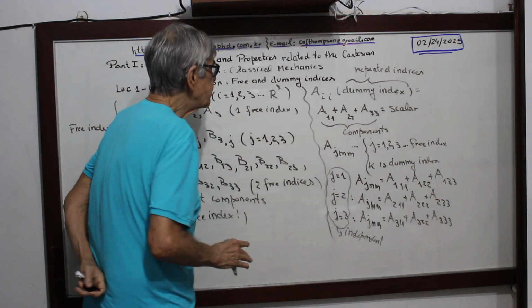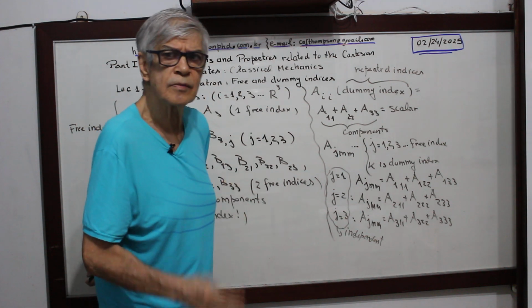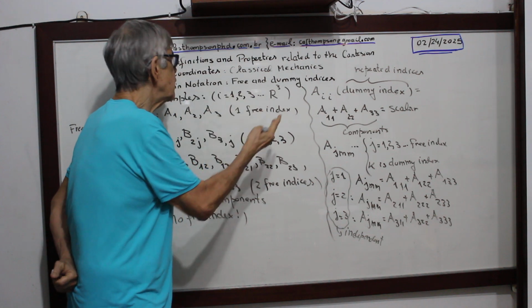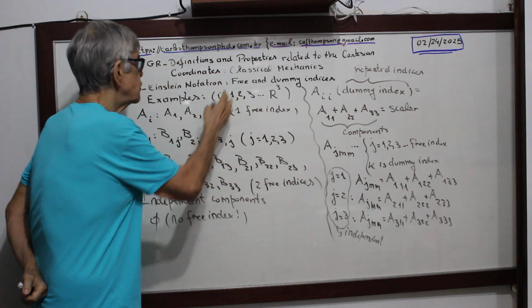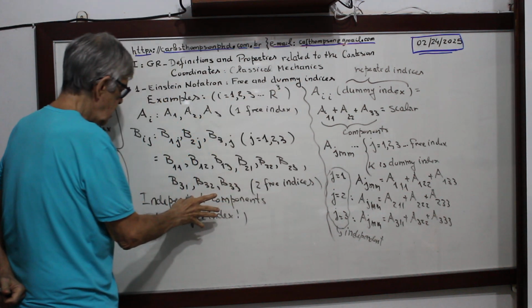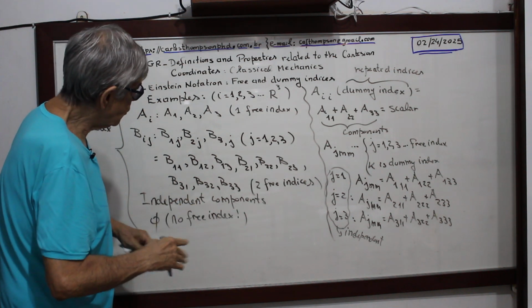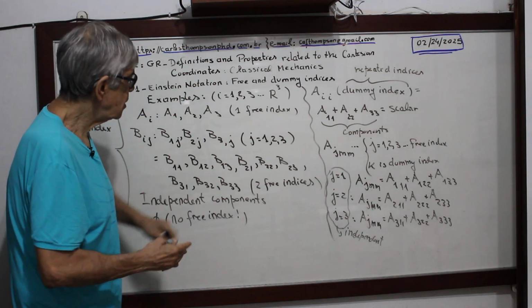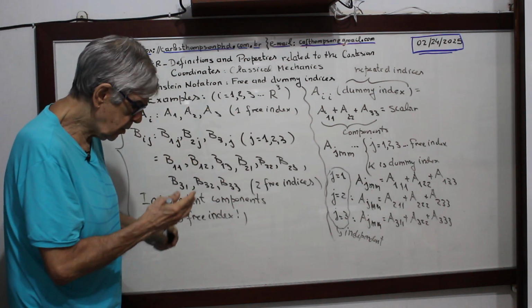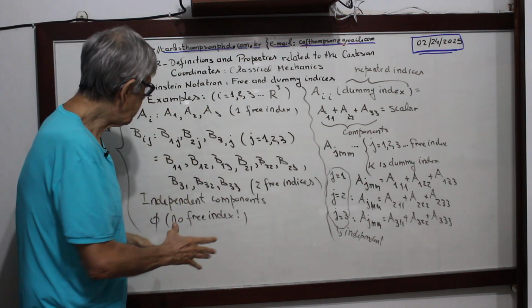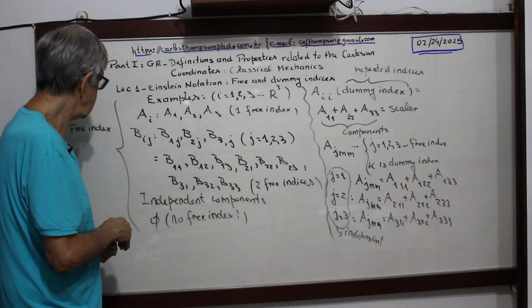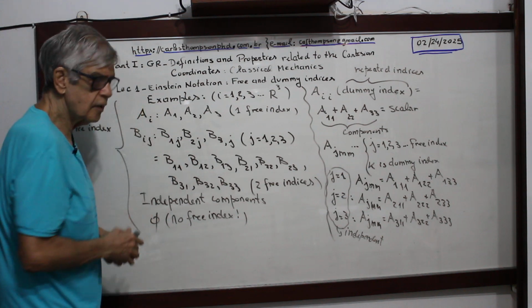So this, I'll call an introduction to this definition. This is Einstein notation, free and dummy index. When I make order derivation, you see clearly the application of this Einstein notation. This is my lecture 1.